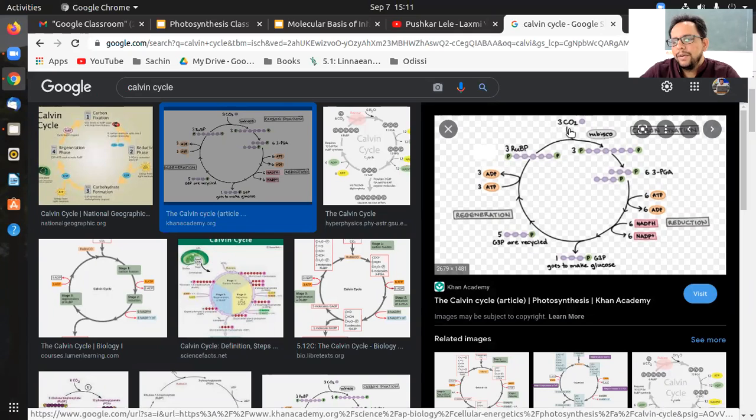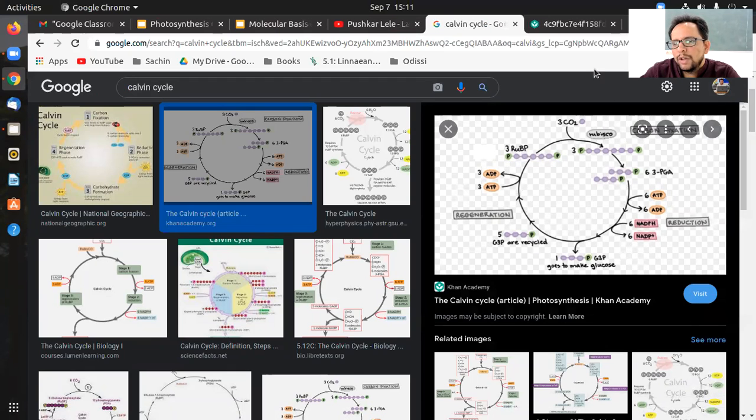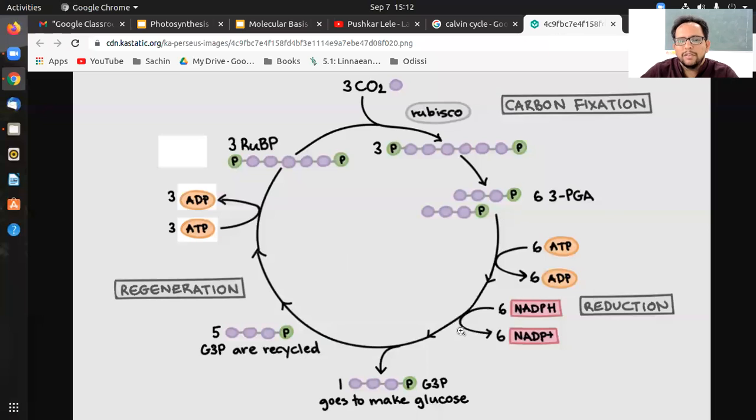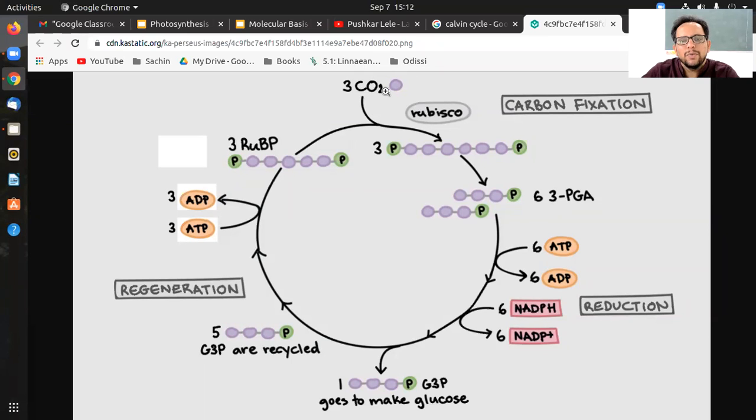So you can see, I hope this part is visible to everyone. Let me open the image in a new tab so that I can zoom in. Yeah, this is better. You can see this carbon dioxide is atmospheric carbon dioxide because it is free.